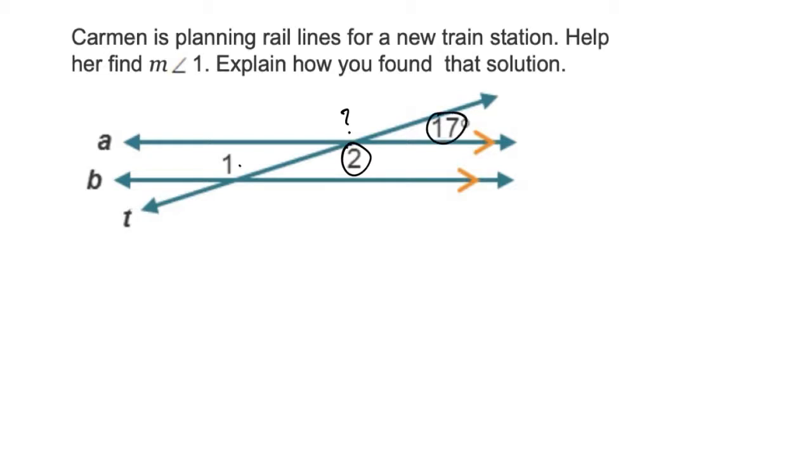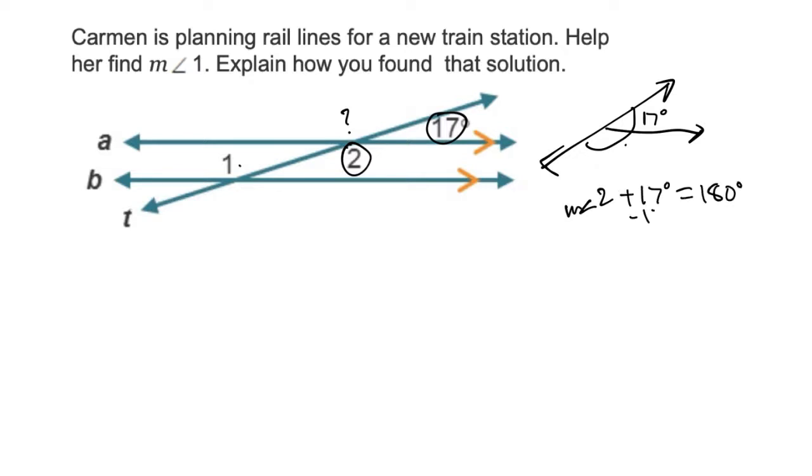Angle 2 and 17, that's a 180 degree angle, right? Added together, they're going to have to make up 180. So the measure of angle 2 plus 17 degrees has to equal 180. So if we subtract 17, that would put us at 163 degrees. That's the measure of angle 2, which is also the measure of angle 1, so 163 degrees. Okay.